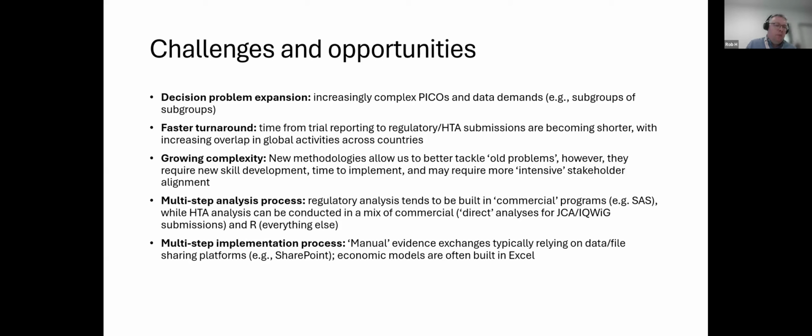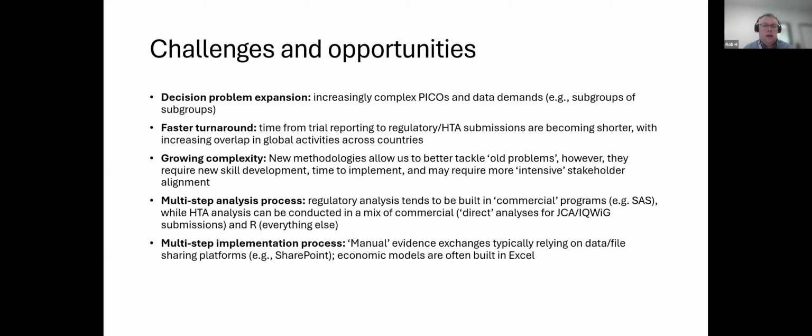Many of these points have been picked up by others in the presentation, so I won't dwell too much on these. But as I mentioned earlier, we do see these new complexities, these faster turnaround periods as well. Driven sometimes by the science of the medicines, but also by policy and changes to pathways. The advancements of new methodologies is fantastic, helps us tackle old problems, but there is a knock-on effect when we think about implementing them within our workflows, but also bringing stakeholders along in alignment on these new methodologies. And those stakeholders could be internal, but also external as well.